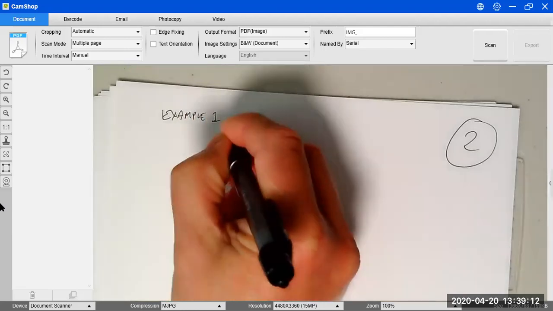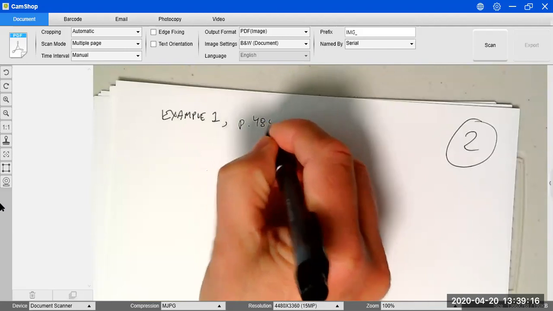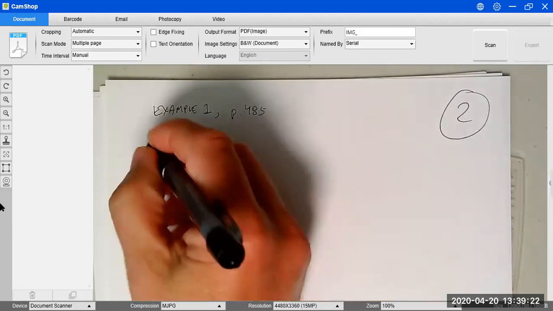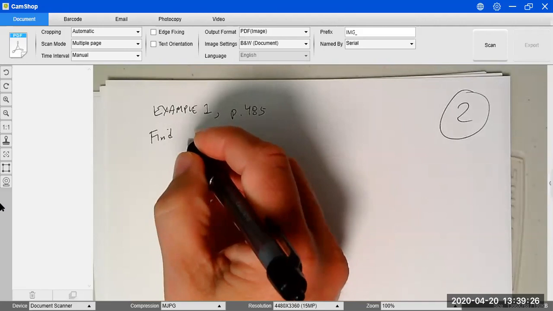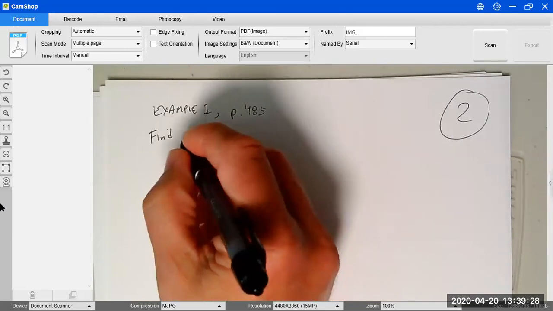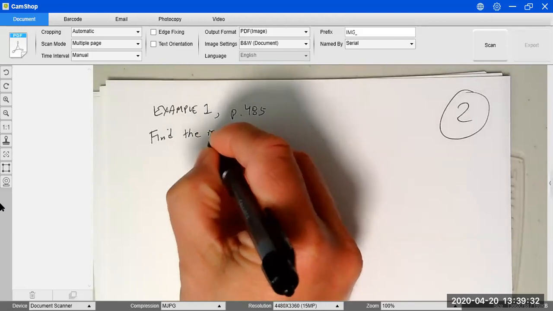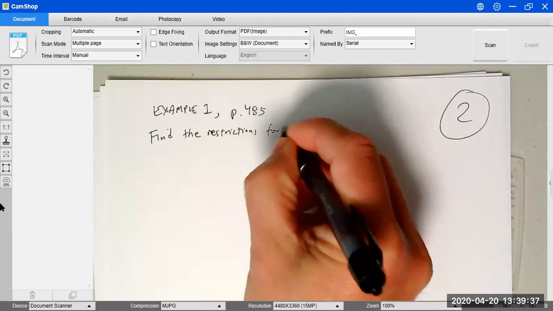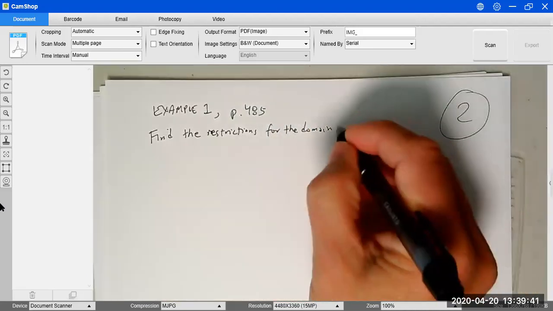Example 1 is on page 485, and it says that we're going to find all the numbers for which the rational expression is undefined. So in a short way, it is just find the restrictions for the domain of the rational expression.